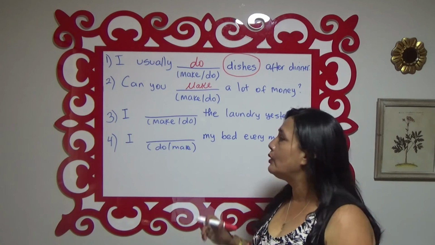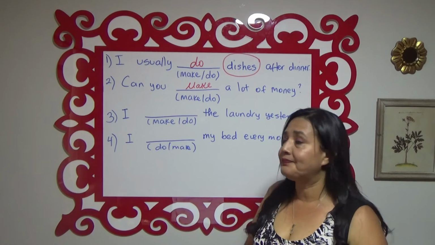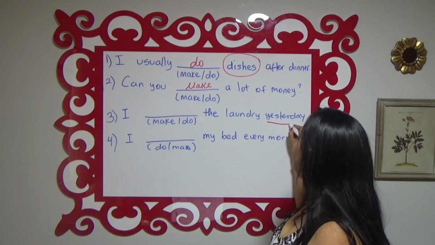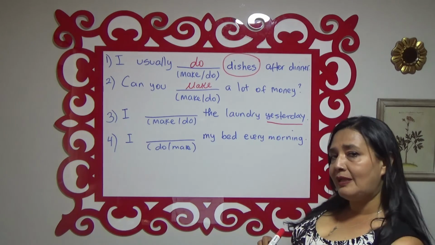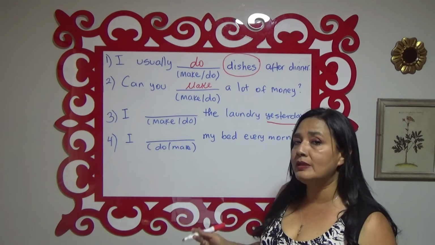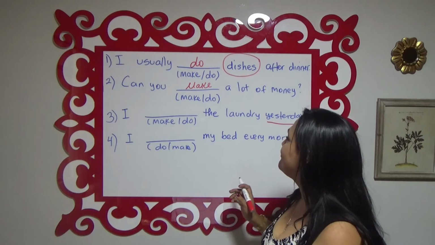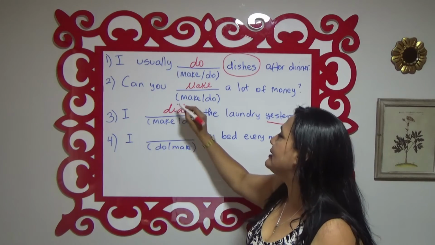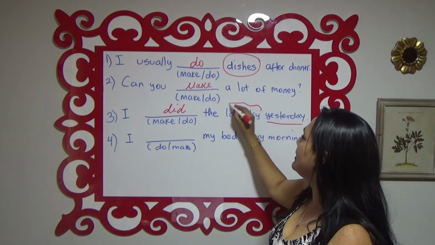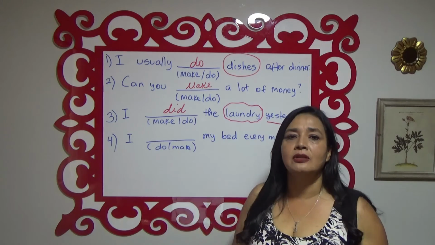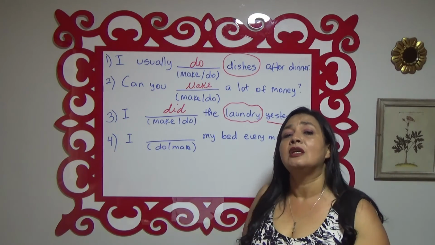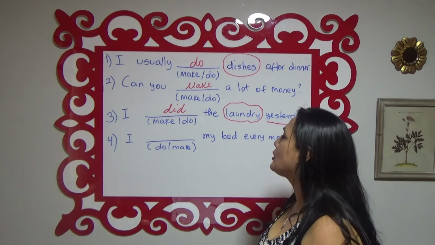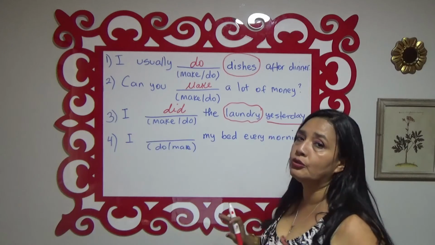I make or do the laundry yesterday. We have to change the verb. Check here our indicator, yesterday, so it means in the past. So is it? If you say did, you are right. I did the laundry yesterday. Laundry is another action that is repeated, and we need to put detergent into the washing machine, etc. So in one word you say did laundry.